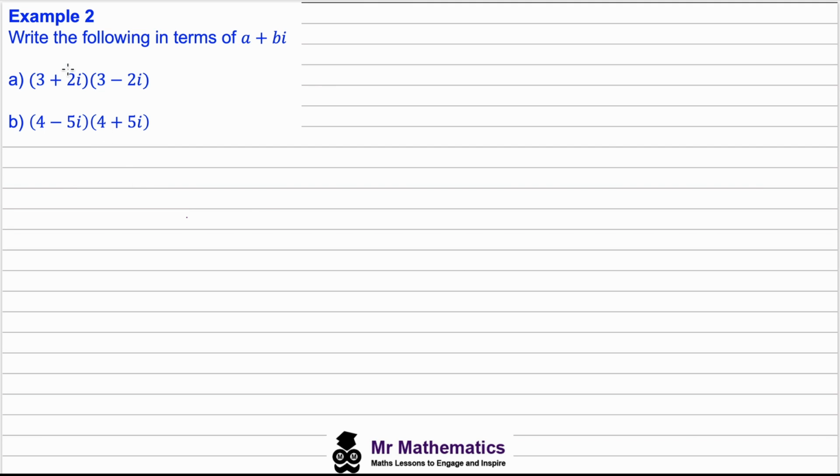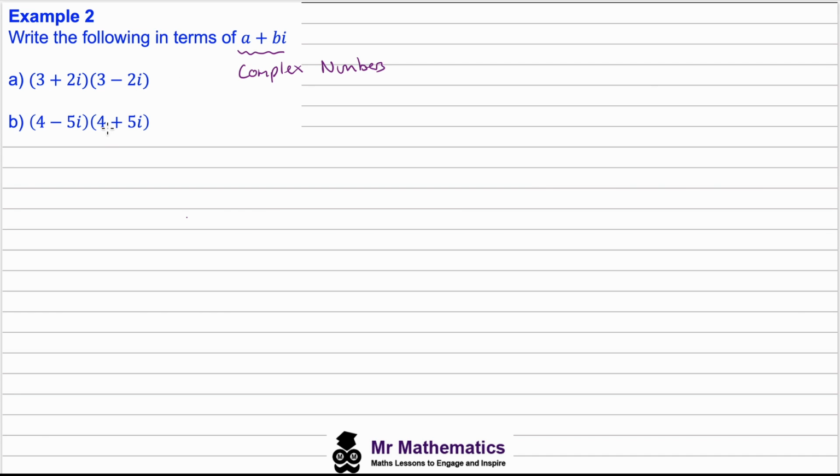Okay, so in example 2, we've been asked to write the following in terms of a plus bi. So we call this a complex number. It's complex because it involves a real part, a, and an imaginary part, b. So this is what we call a complex number. As we progress through our lessons on complex numbers, we'll see that there's different ways to write them, but this is the way we're starting with today.